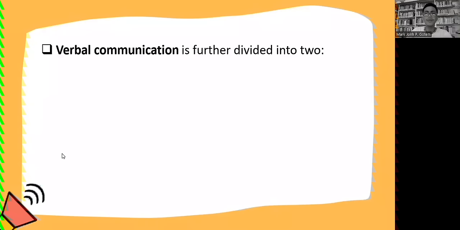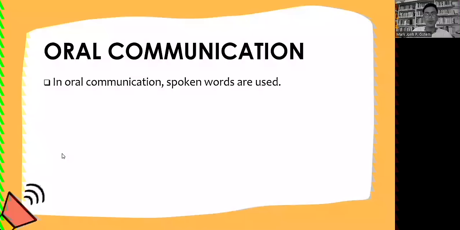Verbal communication is further divided into two. Okay, let's define each communication. We have oral communication and written communication. Let's start with oral communication. So in oral communication, spoken words are used.